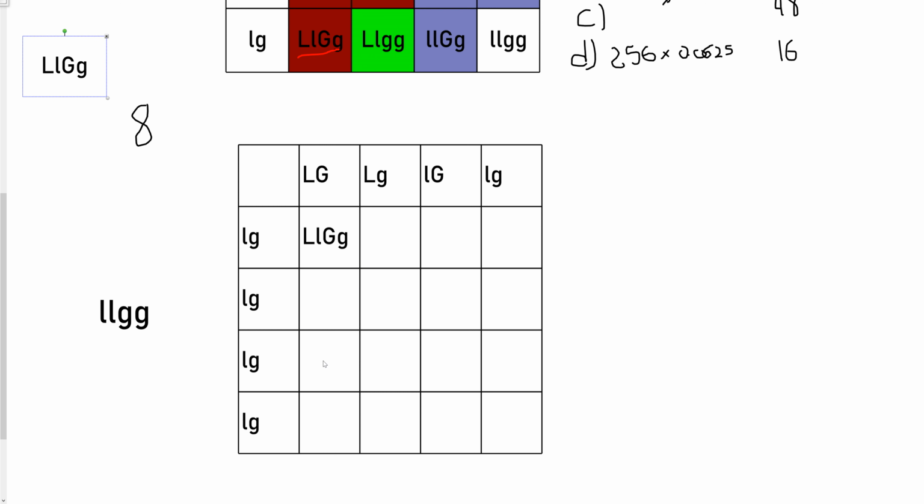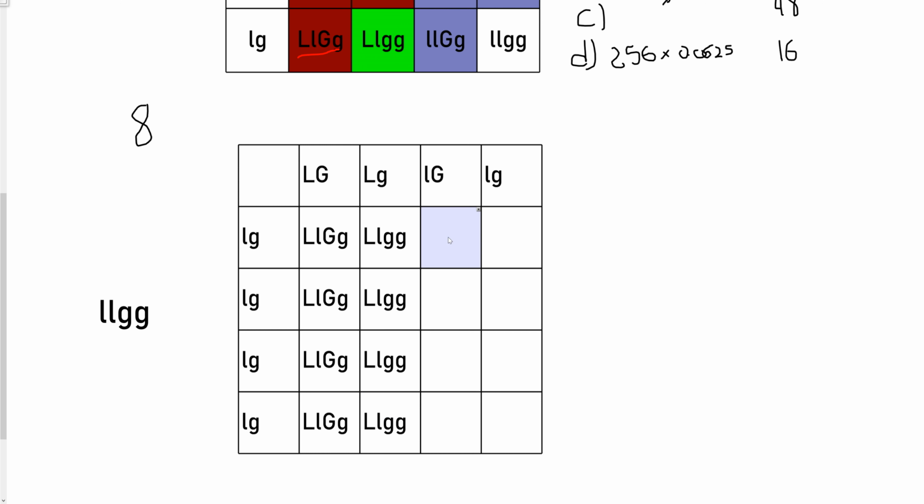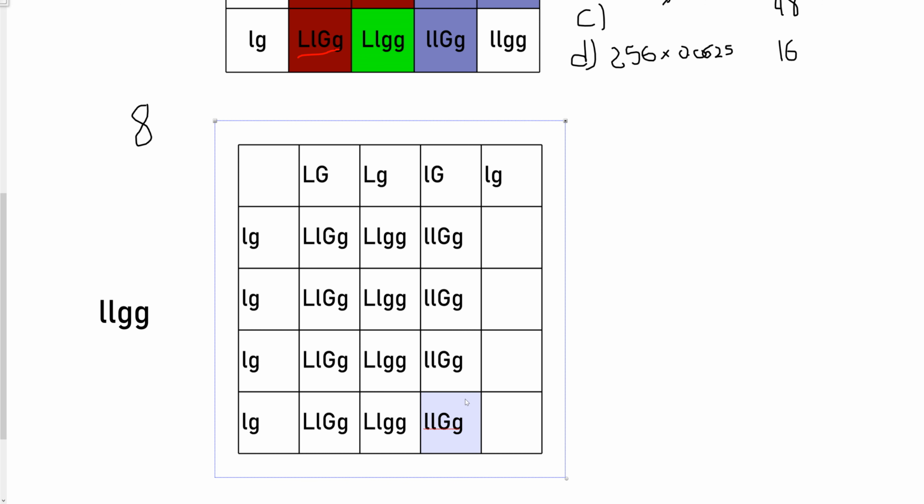That's great. Saves work. Here, we're going to have big L, little g, and wouldn't you know it, it's going to be the same for all those. Now we have little l, big G, little g. And those are going to be all the same. It really helps because this test cross, you always do a test cross with recessives. So it really simplifies things. And then all these are going to be little l, little g.